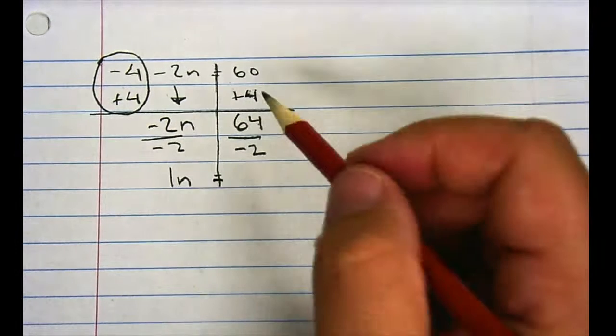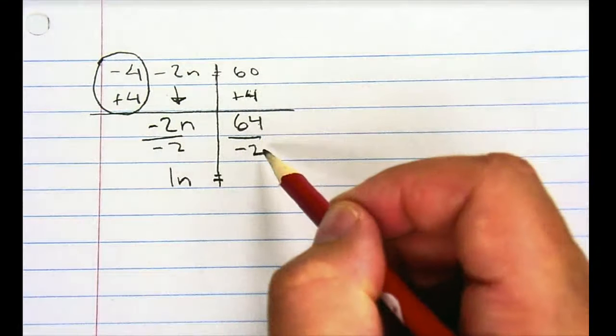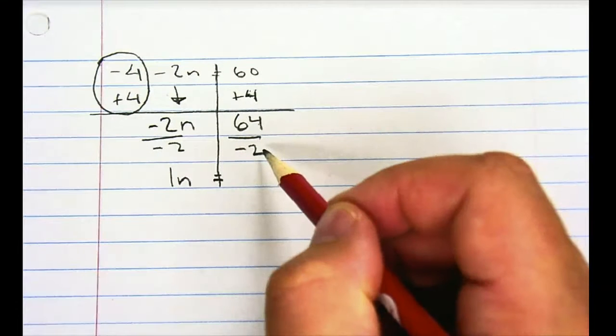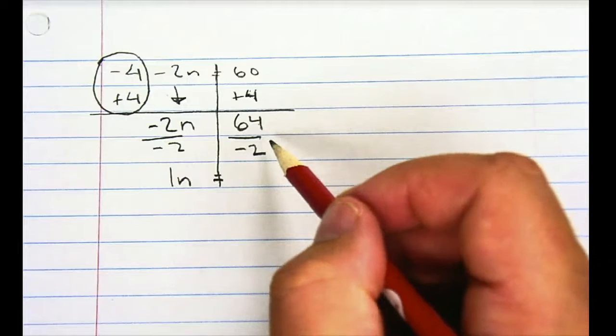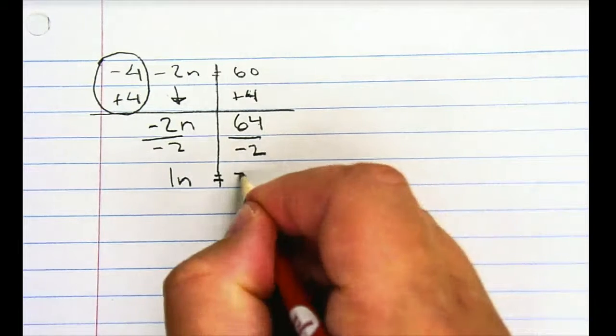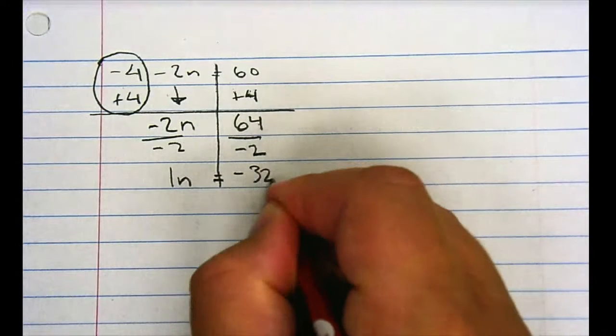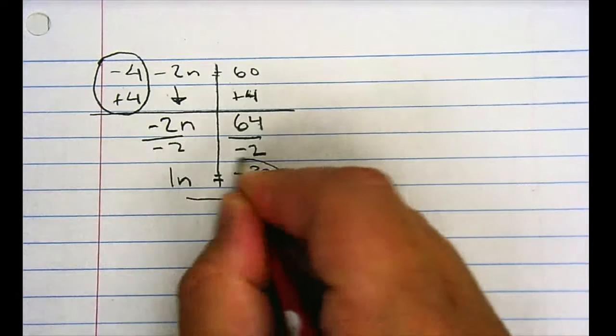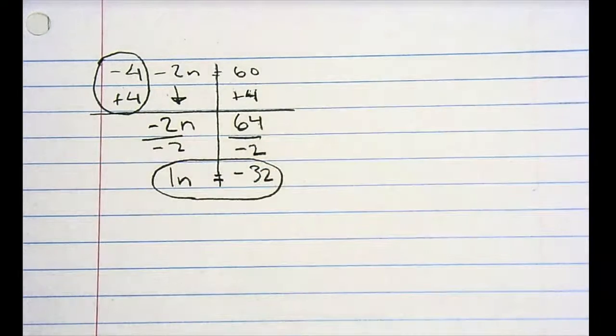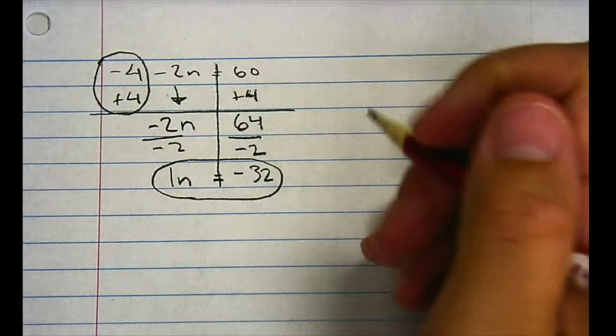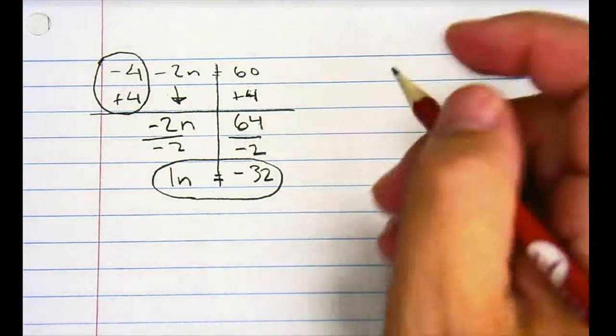And on the other side, I have 64 divided by negative 2. Well, a positive divided by a negative is going to be negative, and then 64 divided by 2 is going to be negative 32. So the answer for the first question I'm going to do for you is n is equal to negative 32.